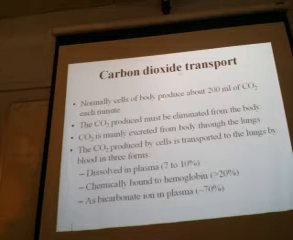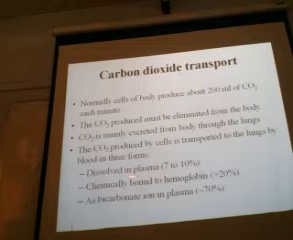Normally, cells of the body produce about 200 milliliters of carbon dioxide every minute. The carbon dioxide produced must be eliminated from the body. Carbon dioxide is mainly excreted through the lungs. Carbon dioxide produced by cells is transported to the lungs by blood in three forms.